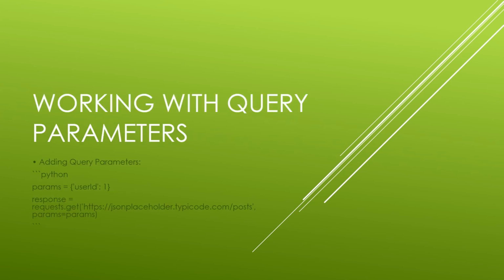Sometimes we need to pass query parameters in the URL to filter or customize the data returned by the API. We can do this by adding a dictionary of parameters to our requests.get method, which will automatically include them in the URL.